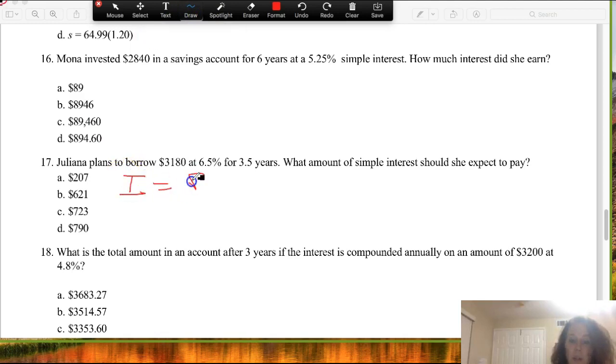So her interest is going to be her principal times her rate times her time. Okay, so it's better to stick money in the bank and get interest.